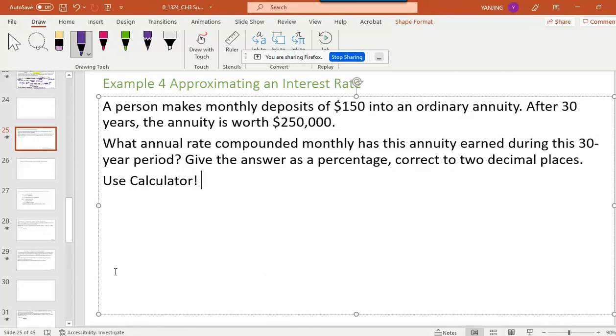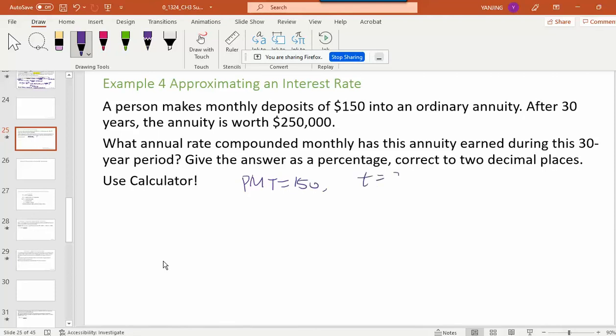Okay. So remember we know the payment here. We have a PMT, payment is $150, right? T here is 30. M here, since the deposit is monthly, M here is 12, okay? And then the total deposit time, you deposit 12 times 30 years. So you totally deposit 360 times, because you deposit monthly for 30 years, all right? And the annuity was, so that means this is a future value. Okay, we want to find the interest rate.